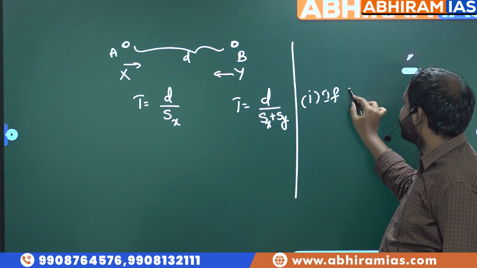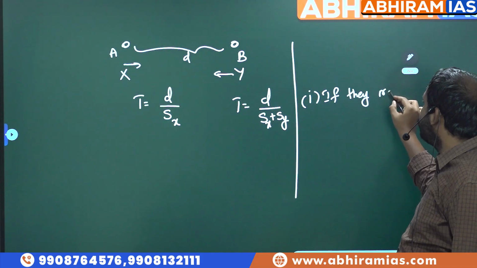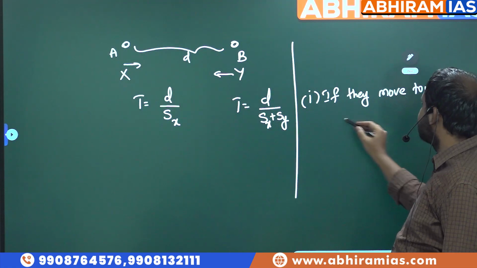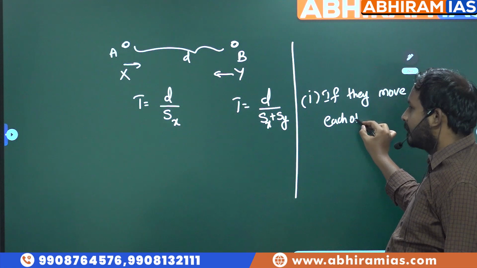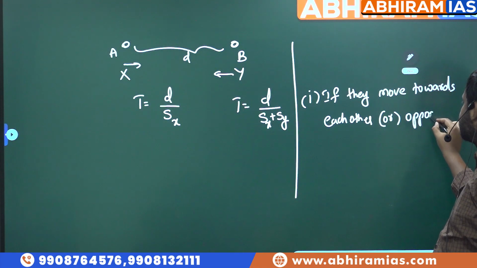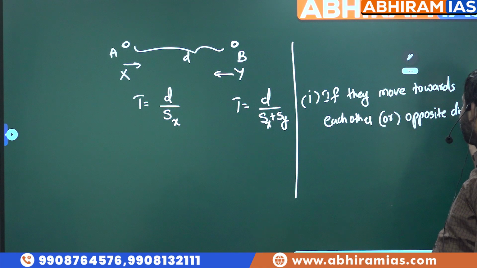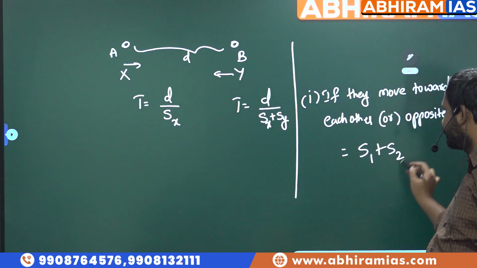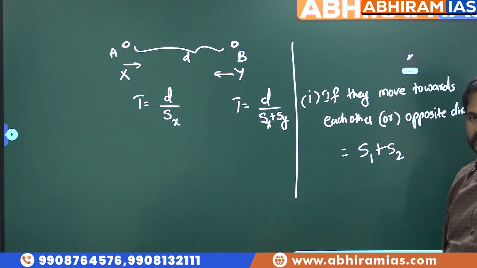If they move towards each other or in opposite directions, relative speed is equal to s1 plus s2. If they move towards each other or in opposite directions, then their speeds will get added.